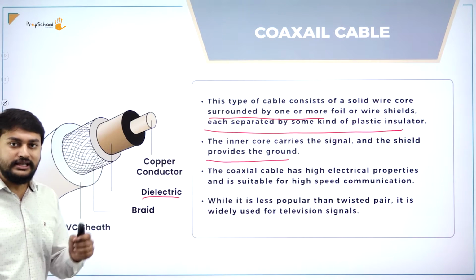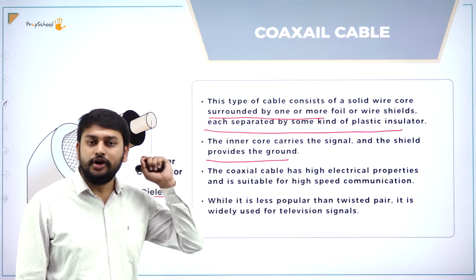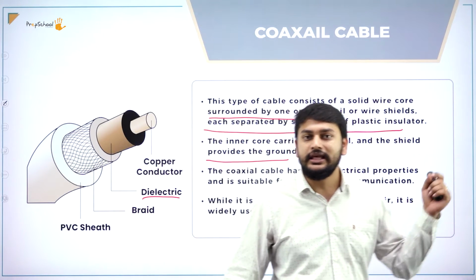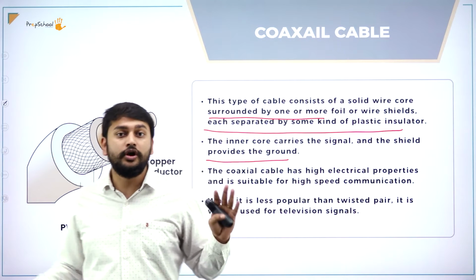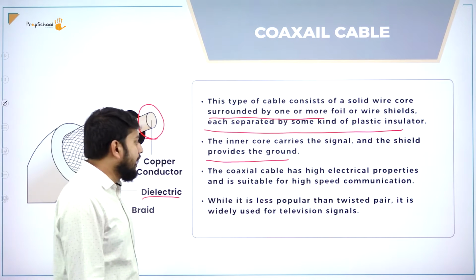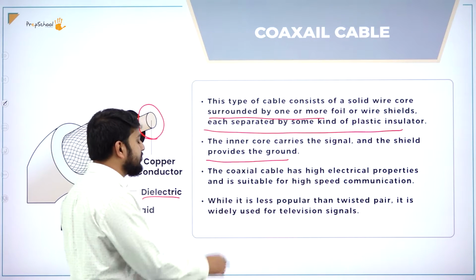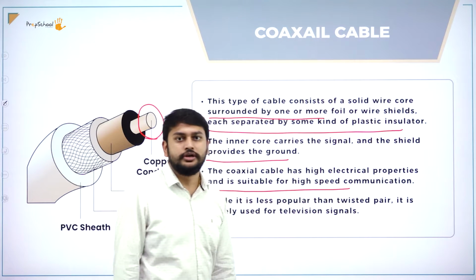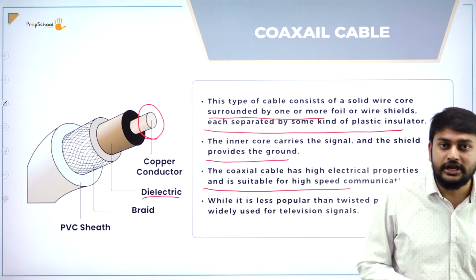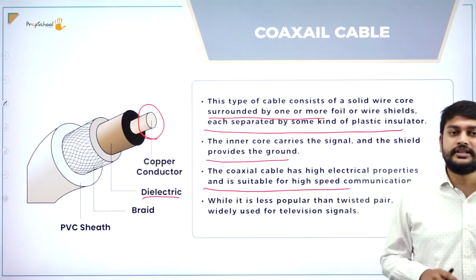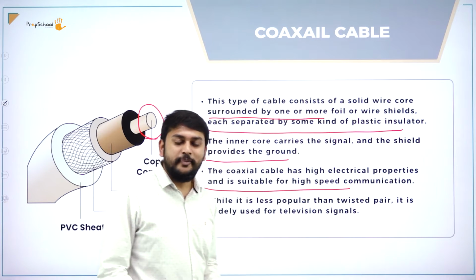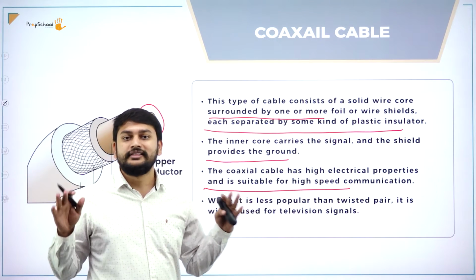So your data is getting transmitted in that inner core copper wire. I repeat, your data is getting transmitted in the inner core copper wire, is what you need to remember when it comes to the concept of coaxial cable. The coaxial cable has high electric properties and it is suitable for high speed communication. Whenever you are planning for high speed communication, the best one that they suggest as of now, compared to the twisted pair, is really good. I'll discuss much better options in the coming slides.